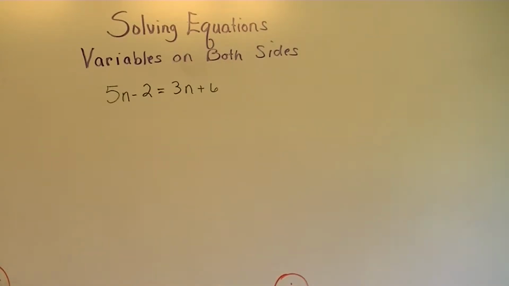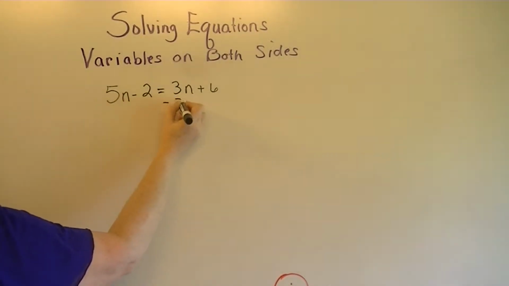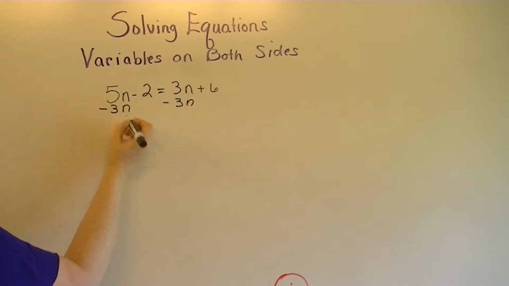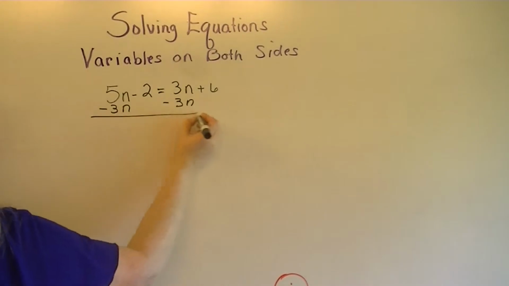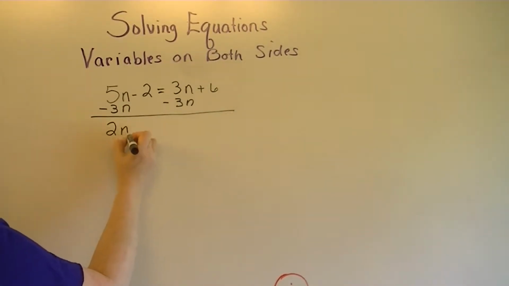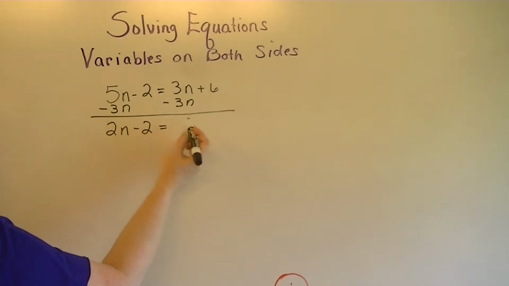Now, you can either move your variable from left to right or right to left. My largest term with the variable is on this side, so I'm going to move the 3n over here to the left. I'm going to subtract 3n because it was positive. There are two ways to do this. I'm going to do the longer way since this is the first time.